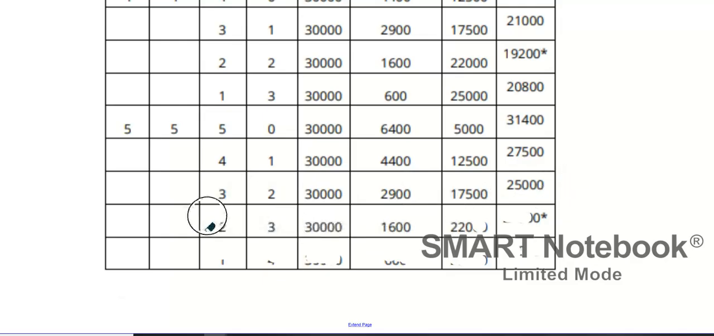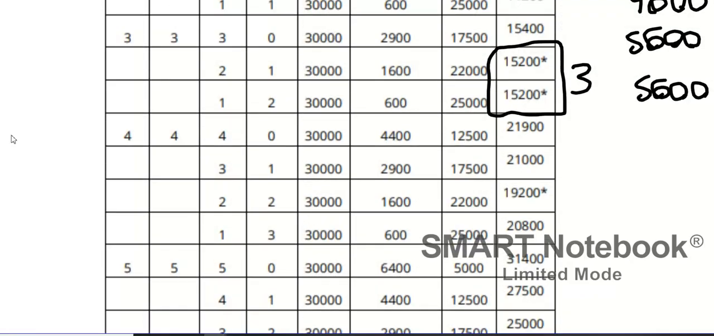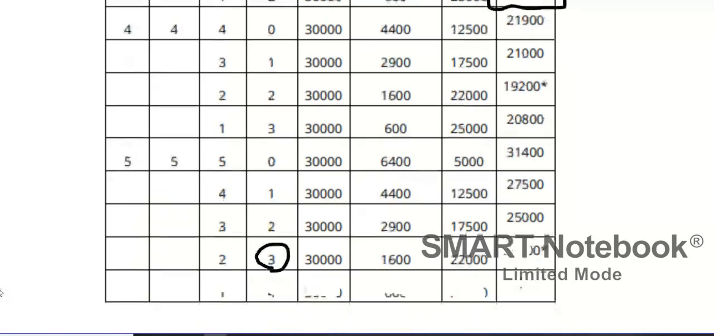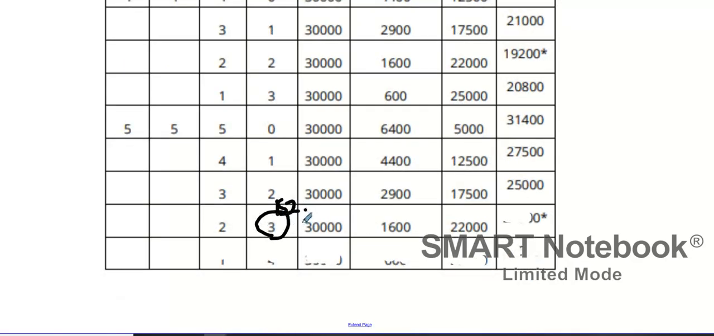Last one. We're on the surprise, right? Kept it for 2 years, left 3 years remaining. 30,000. 2 years of maintenance is €1,600. Sell after 2 years, it's worth 22,000. However, we still have 3 years left, and our cheapest 3 years is 15,200. So you do your 15,200 plus your 30,000 plus the 1,600, take away the 22,000, and you get 24,800.